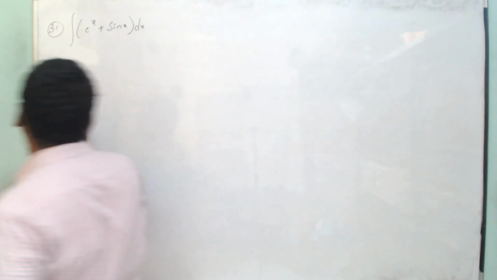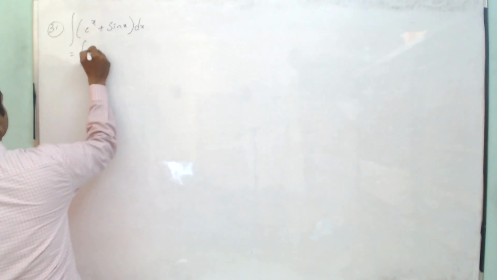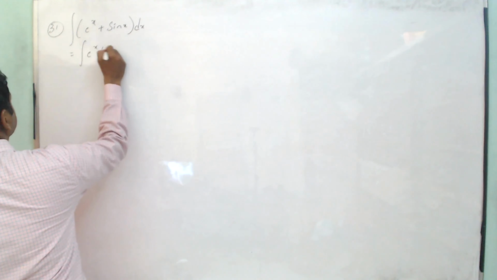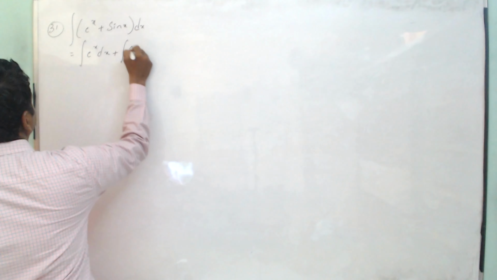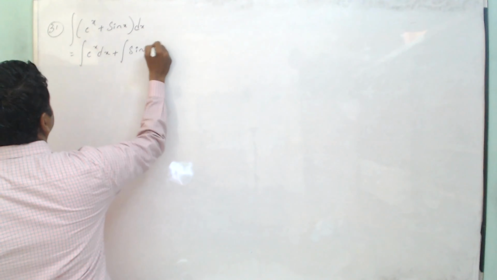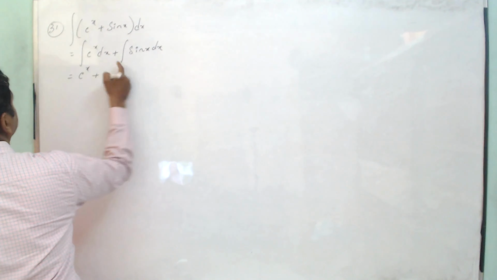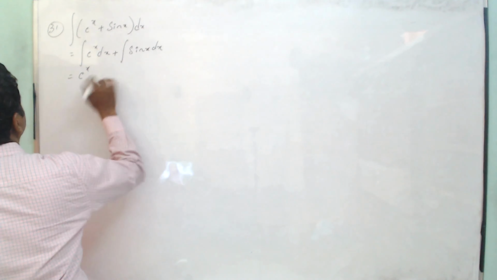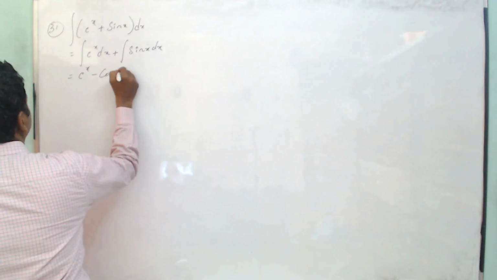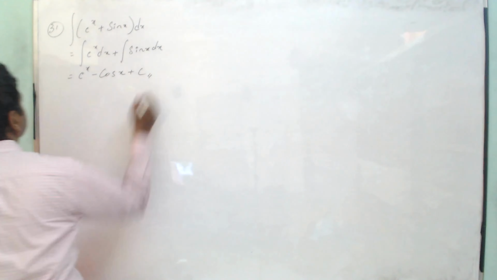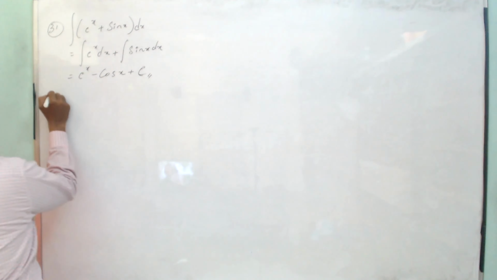So I'll write this as integral of e power x dx plus integral of sine x dx. And this is e power x, and integral of sine x is minus cos x plus c.